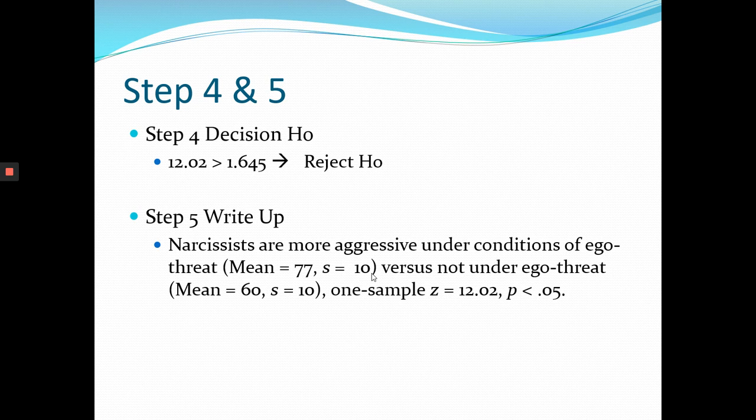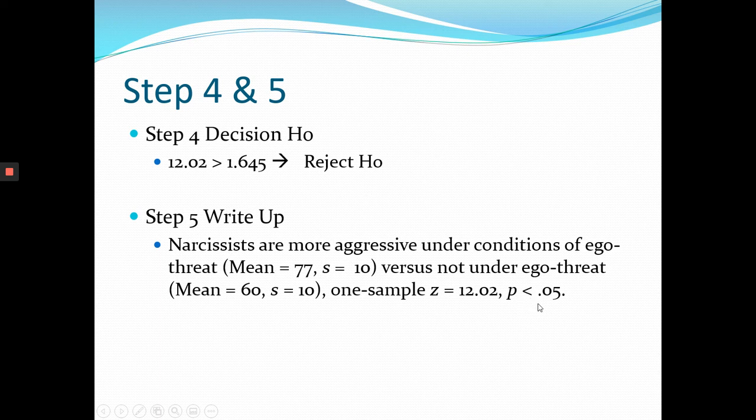The DV is aggression. We also have another group. We have a group of narcissists who aren't under ego threat. And so we give their mean and standard deviation also. And then at the end, we put a little parenthesis, and then we say what the stat we did. Well, we calculated one sample Z. Well, what was the number that we calculated? Well, it's 12.02. And again, if we reject the H0, we say p is less than 0.05.